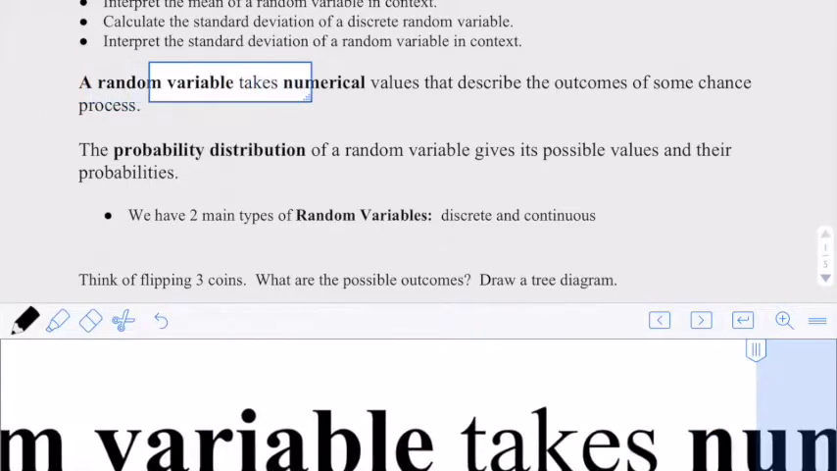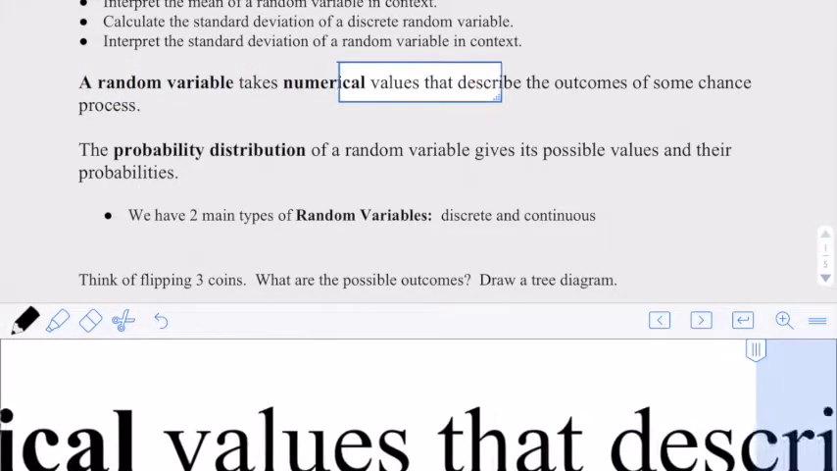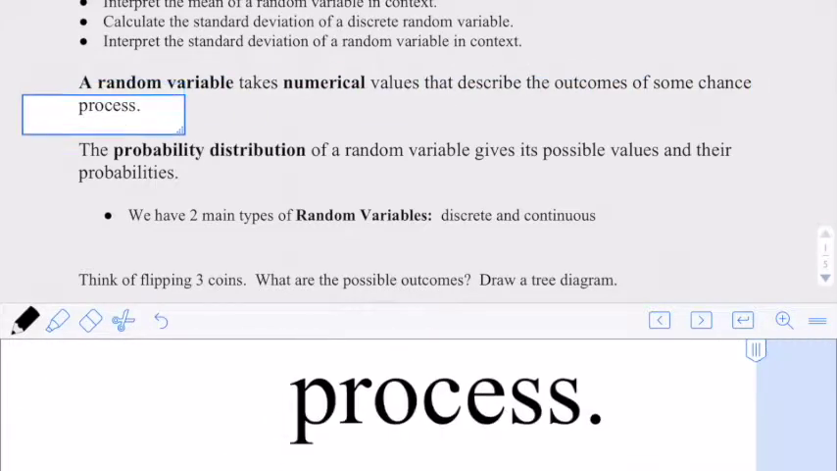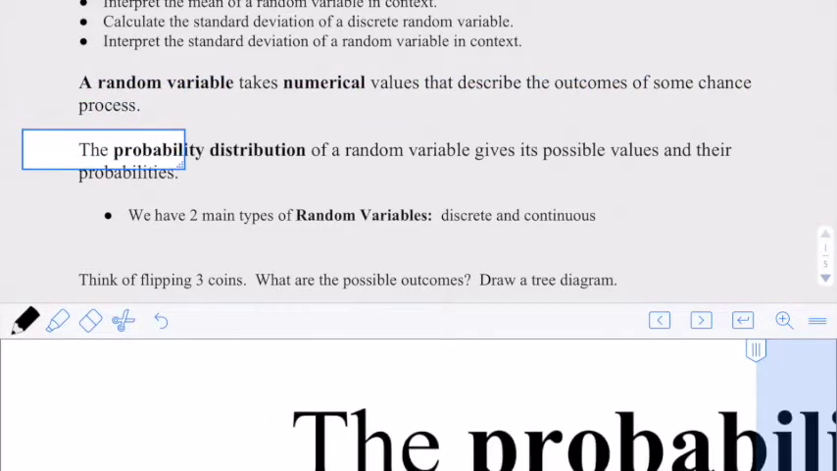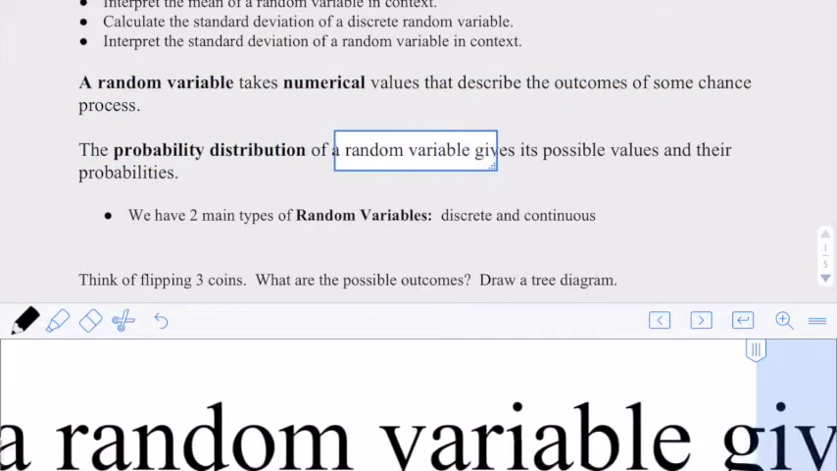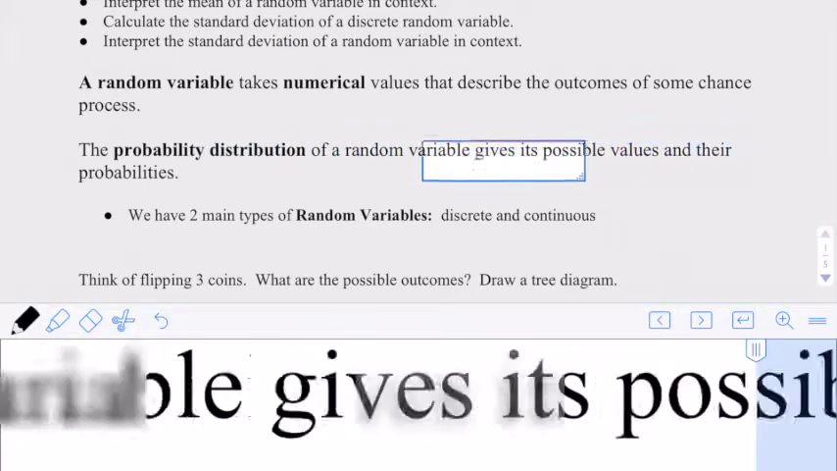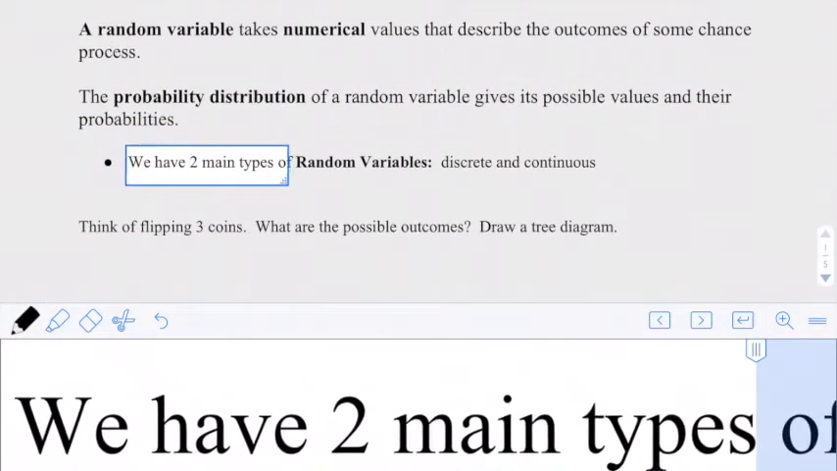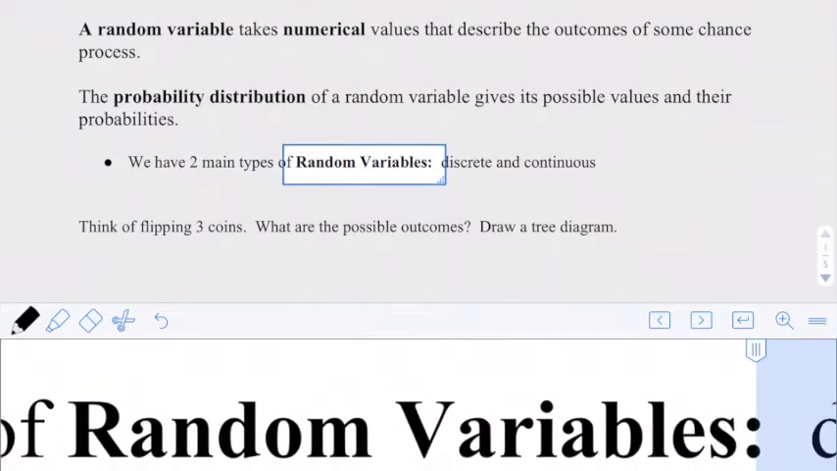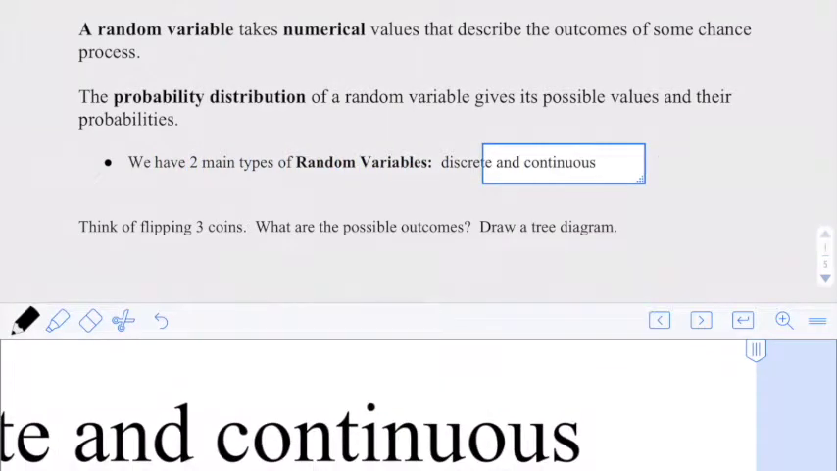So a random variable takes numerical values that describe the outcomes of some chance process. The probability distribution of a random variable gives its possible values and their probabilities. We have two main types of random variables, and that's discrete and continuous. We're not really going to use anything else in this class.